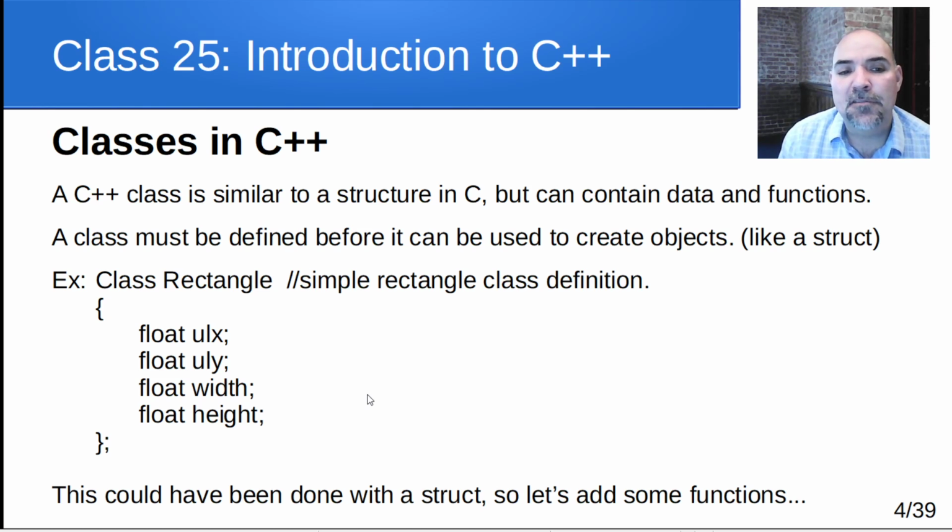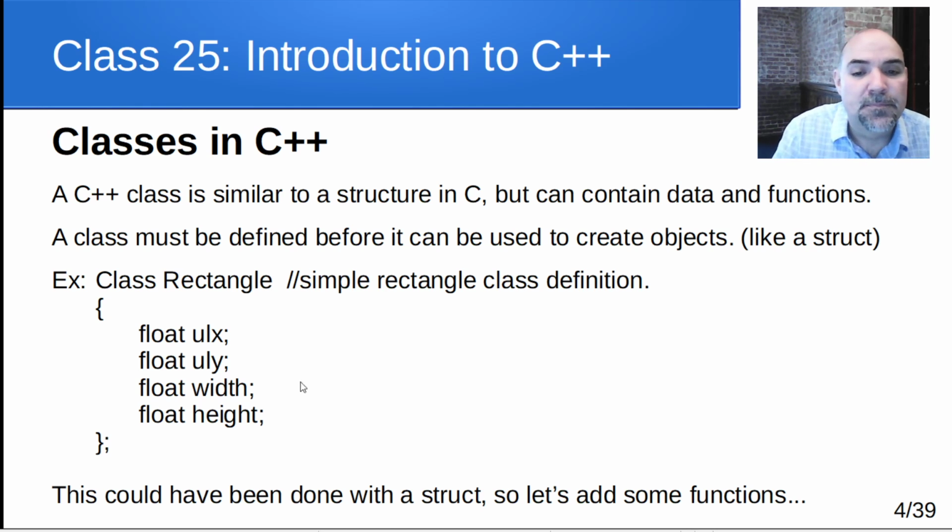So everything that you could do in C you can still do, but we've added on this concept of classes. A C++ class is defined in a similar way to structures in C, but unlike a structure, you can have both data and functions. A class has to be defined before it can be used to create objects, just like a structure in C has to be defined before you can declare structure variables from it.